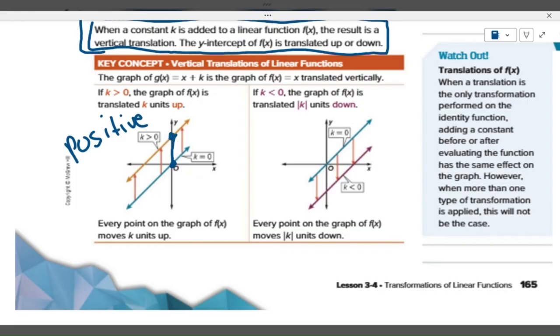Okay, if k is less than 0, so we're going to say negative. So if the value we are adding to our function is negative, and if we're a little point here, we're going to move down, or slide down, and end up here.